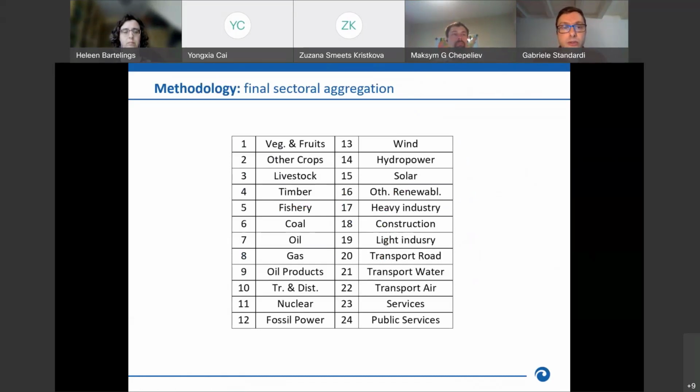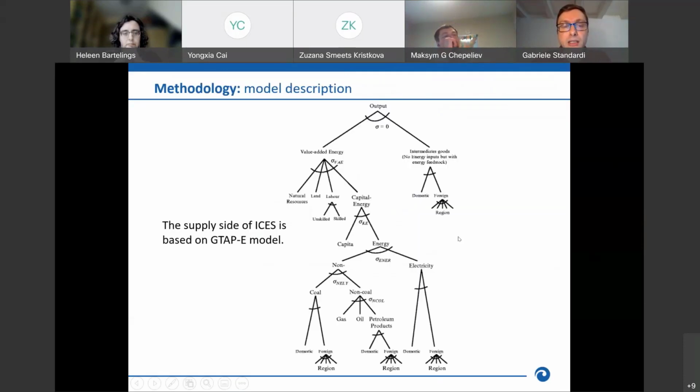You can see here, from vegetables and fruits to public services, and then, as explained, we put special attention on the electricity sector because we take advantage of the information from the World Electric Power Plants database, and so we have these 6 different technologies: nuclear, fossil power, wind, hydropower, solar, and other renewables. Then the structure of the ICES model is very similar to that of the GTAP-E model. So you can see that the nests are quite the same, and also the parameterization is very similar.